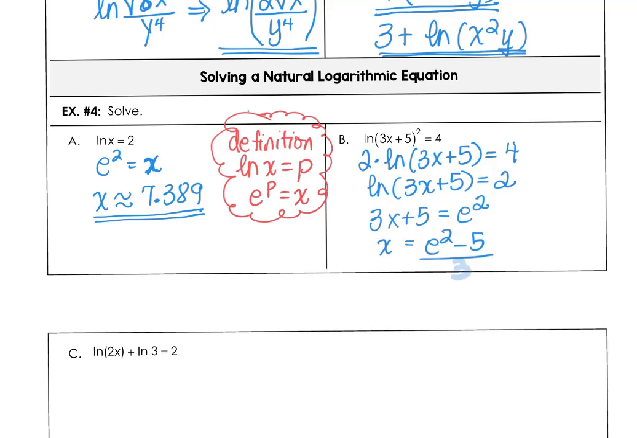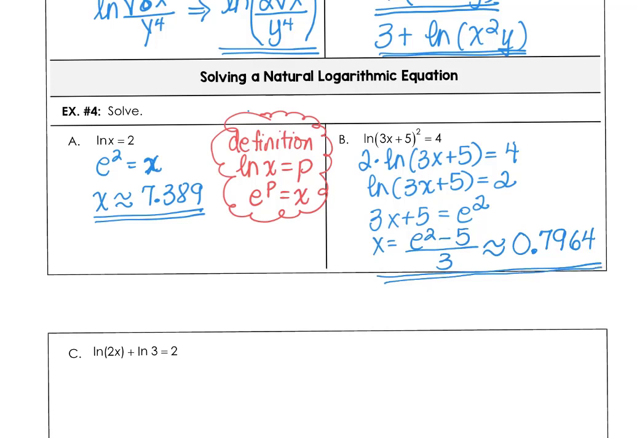And if you want to have the approximate answer, we need our calculator. And my calculator tells me that an approximate answer is 0.7964. So we have the exact answer and the approximate answer.